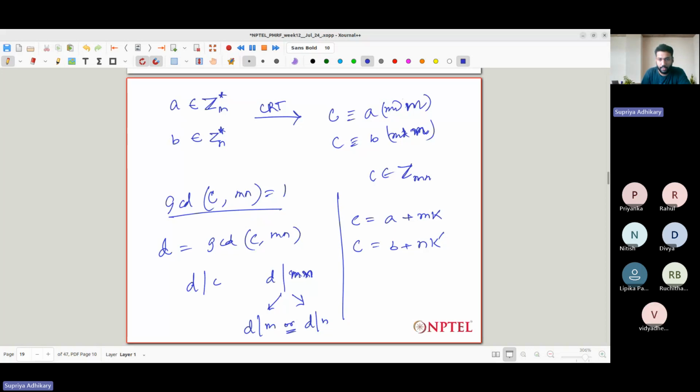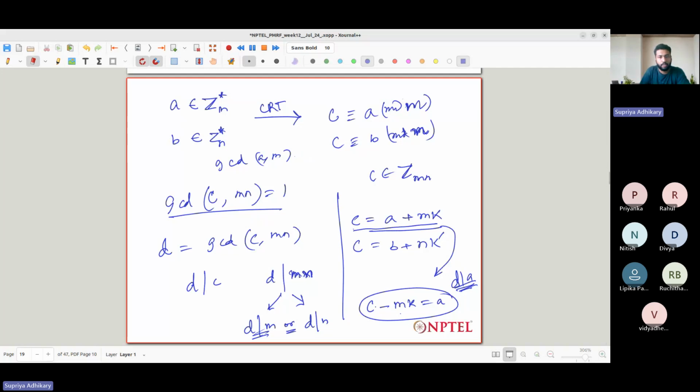So if D divides M and D divides C, then from this equation we can rewrite A as C minus Mk, and since both C and M are divisible by D, we can say that D divides A. Now D divides A and D divides M. These imply that the GCD of A and M is at least D. But that is a contradiction, since we have assumed that the GCD of A and M is actually 1. So D must be 1.